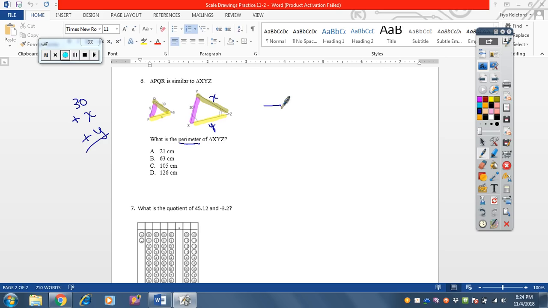So you're going to have two proportions, one for X, one for Y. I named them X and Y. You can name them whatever you want. And then once you solve that, you're going to add them all up for the perimeter.